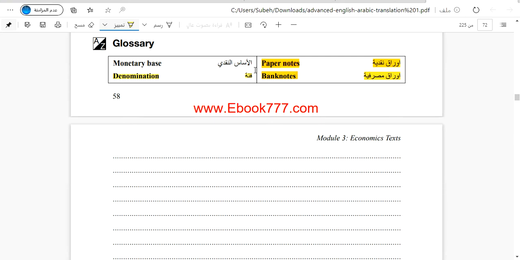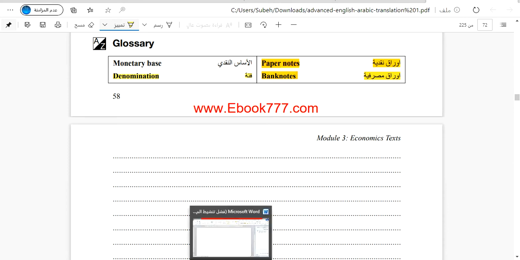For more details about these two concepts, paper notes and bank notes, I will upload an external video to know more about the definition of each term. And again, notice here that Google does not provide the exact translation for both terms.